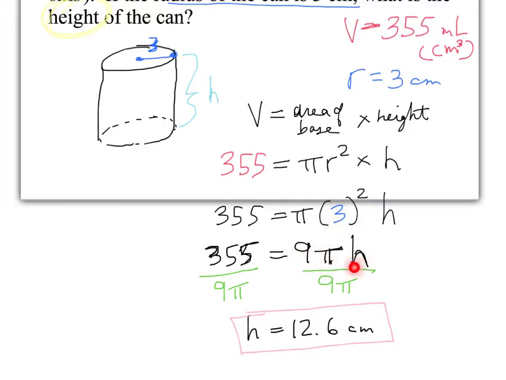To get h by itself, I divided by 9 pi on both sides, and 355 divided by 9 pi is like 12.6. If you got like 123 or something like that, I think what you did was forget to put parentheses around 9 pi, so your calculator thought you meant do 355 divided by 9 and then multiply by pi. So just make sure you're getting this correctly using your calculator right.